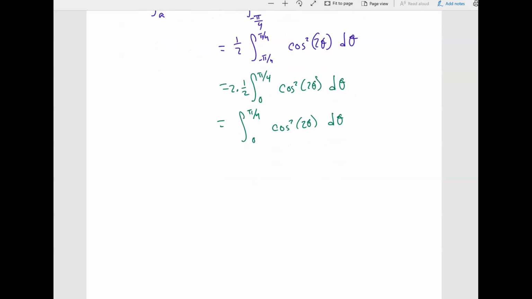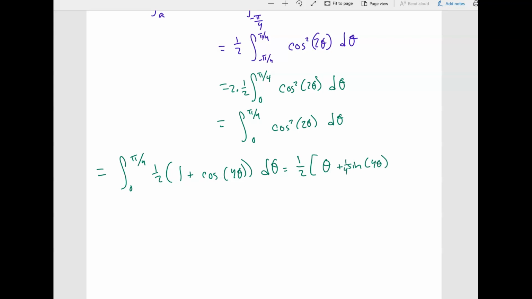Now, this is an integral that we know how to do from the very beginning. All we have to do is use the half angle formula. So this is going to be the integral from 0 to pi over 4 of 1/2 times 1 plus cosine of 4 theta d theta. I'm going to take out the 1/2. The integral of 1 is theta. The integral of cosine is sine, and then you leave the 4 theta by itself and multiply by 1/4. This is from 0 to pi over 4. We know the 0 is just going to go away, so all we have to do is plug in pi over 4, plus 1/4 sine of 4 times pi over 4.